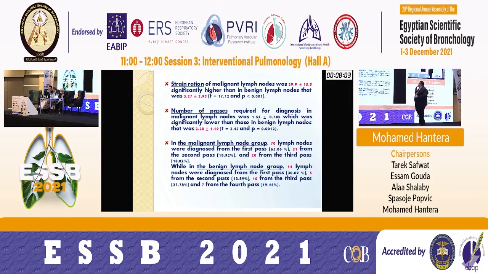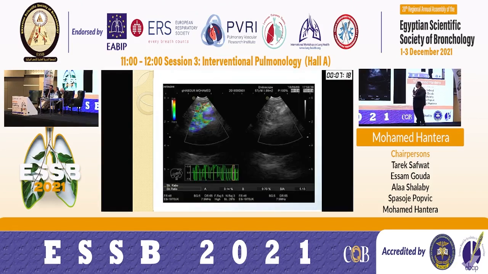The strain ratio of malignant lymph nodes was 29, significantly higher than benign lymph nodes. Very important in our study, the number of passes required for the diagnosis of malignant lymph nodes was 1.55, significantly lower than in benign lymph nodes, and decreasing the number of passes is very important in our job. In the malignant lymph node group, 70% of the lymph nodes were diagnosed from the first pass, 21 from the second pass, and 21 from the third pass, and this is with the help of our pathologist. While in the benign lymph nodes, 14 were diagnosed from the first pass, and the third pass was the majority.